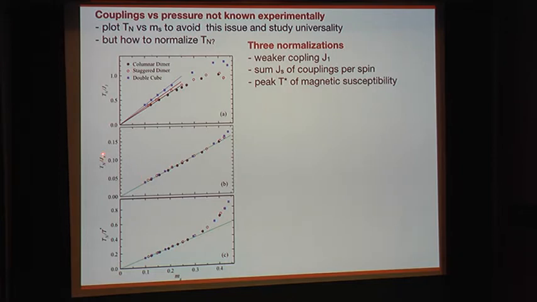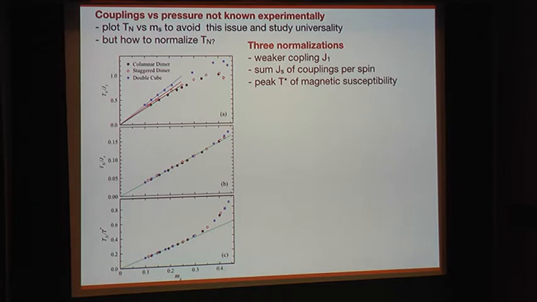So here we have normalized by something which is really the sum of all the couplings connected to a given spin. So it's a sort of mean field coupling strength, if you will. And then you see that these basically collapse on top of each other. So in that sense, the Néel temperature seems to be universal if we normalize it in this way.